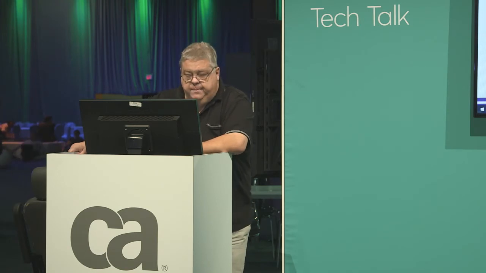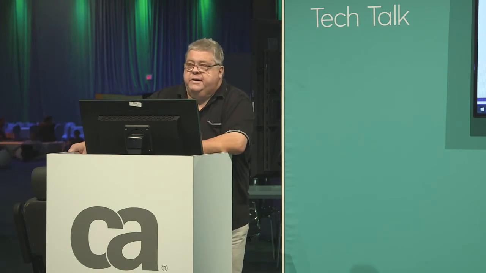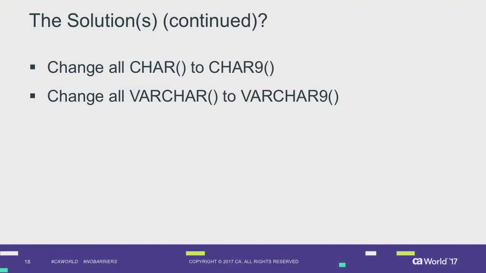Now, what do the managers or the developers do with this information? When it comes to the BIF corrections, the easiest and safest thing to do is change every car to car 9 and every varchar to varchar 9. That way you've covered it all. It may not be necessary, but you know you're not going to have any problems afterwards.